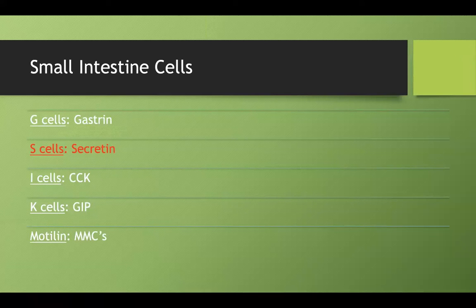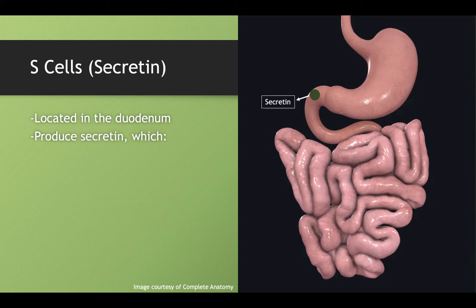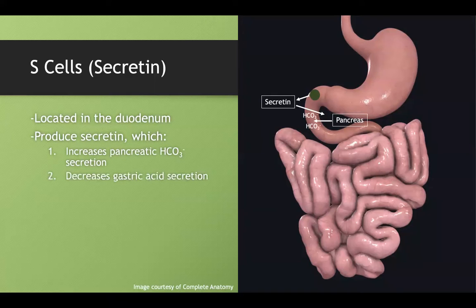So let's move on to a new cell we haven't discussed yet. This is the S cells. S cells produce something called secretin. They're all located in the duodenum, so I'll draw one here. And let's talk about what secretin does. It's really important. We have all this acid that's coming from the stomach into the duodenum. So our S cells are really good about producing bicarb to neutralize all that acid. Secretin acts on the pancreas and produces bicarb, and this will help neutralize a lot of the gastric acid.